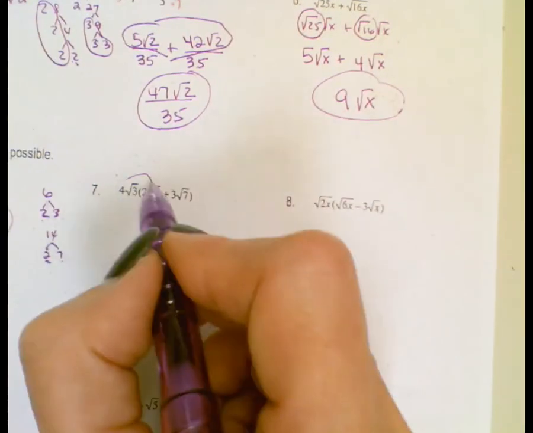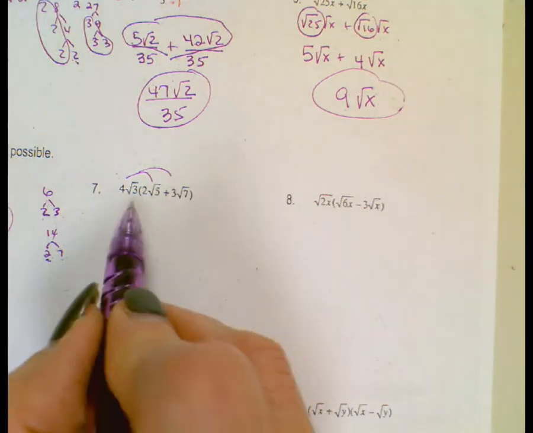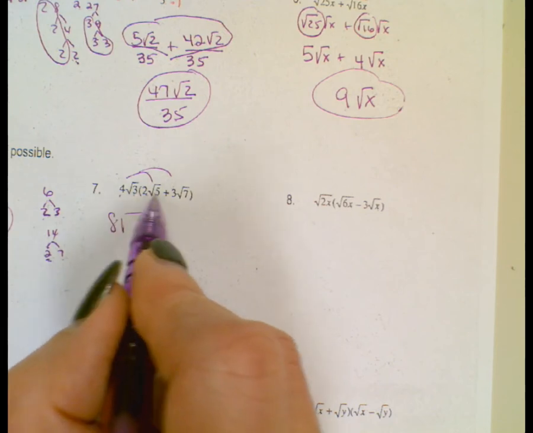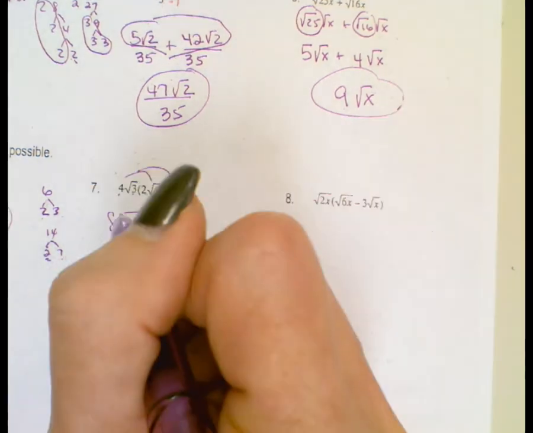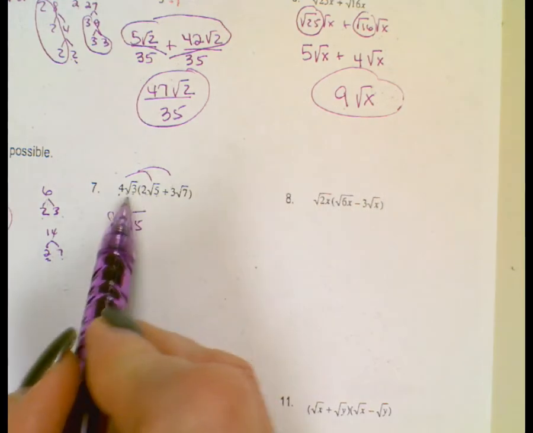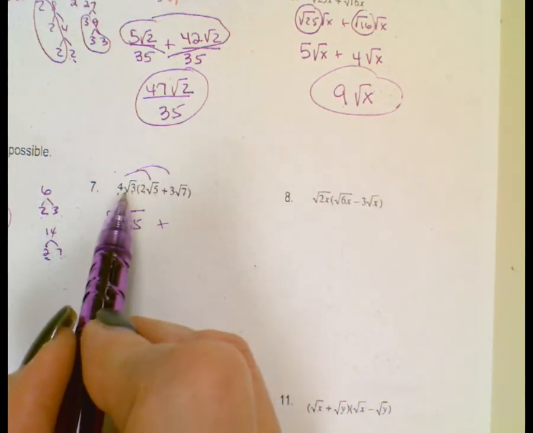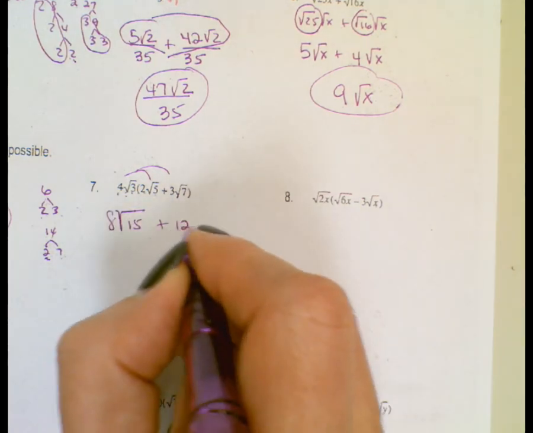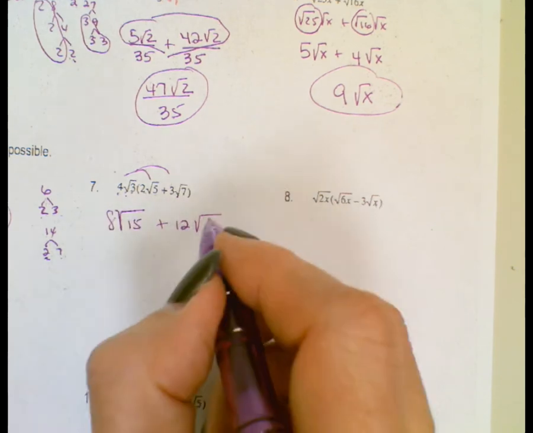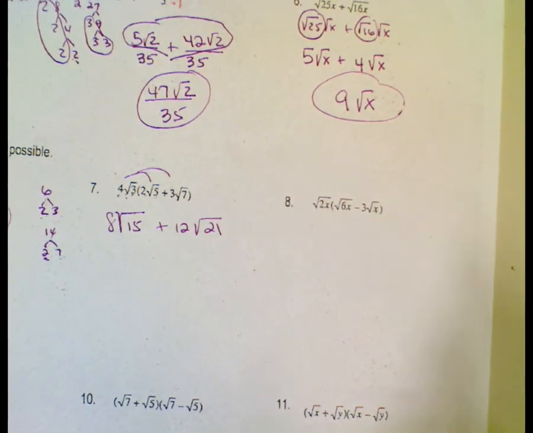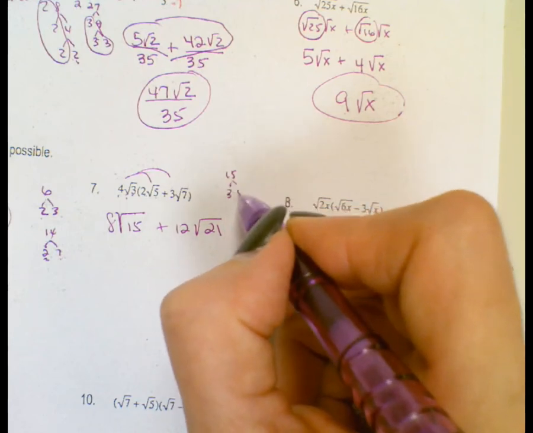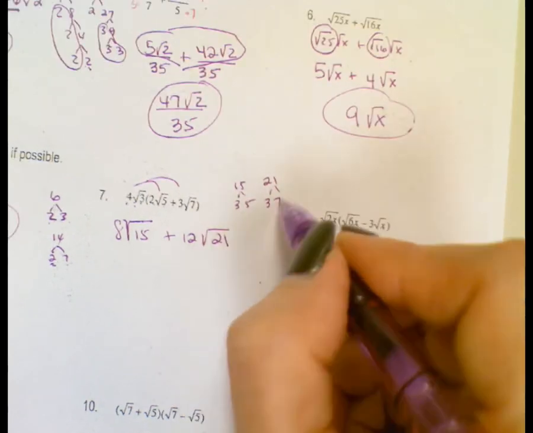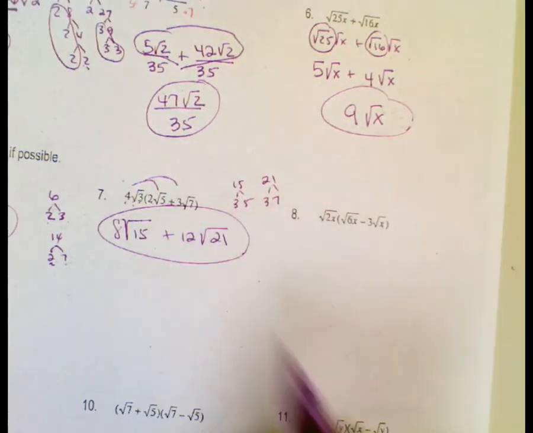This one you're going to distribute 4 radical 3 with these two. Now you have some outside numbers here. So 4 times 2 you're allowed to multiply. And then you can multiply the numbers underneath the radical. So that's 15. So the first answer is 8 radical 15 plus. Now you're distributing 4 radical 3 with 3 radical 7. So multiply your outside numbers, 4 times 3. And then multiply your inside numbers, 3 and 7. You would try to simplify if you can. 15's factor tree is 3 and 5. That cannot be simplified. And 21 is 3 and 7. You cannot simplify this. These are not like radicals. That is your answer.